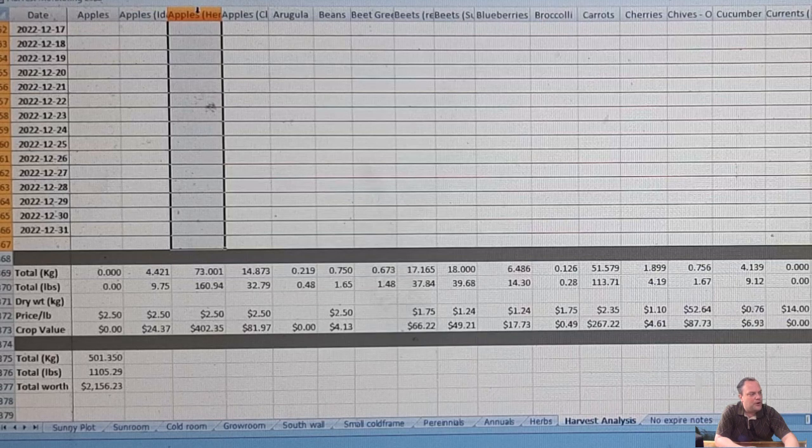Price per pound. Now these prices, I started those when I started doing up these tables for Shed Wars, and so they're 2016 prices. They're not the current price. At any rate, 160 pounds of potatoes at $2.50 a pound, you have $402. The Cliff apples, we harvested 32 pounds, 14.8 kilograms at $2.50 a pound, 81 bucks.